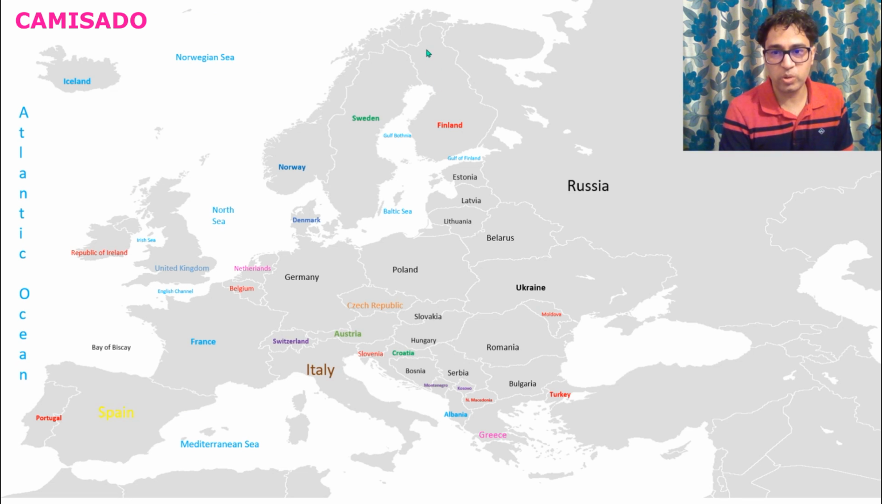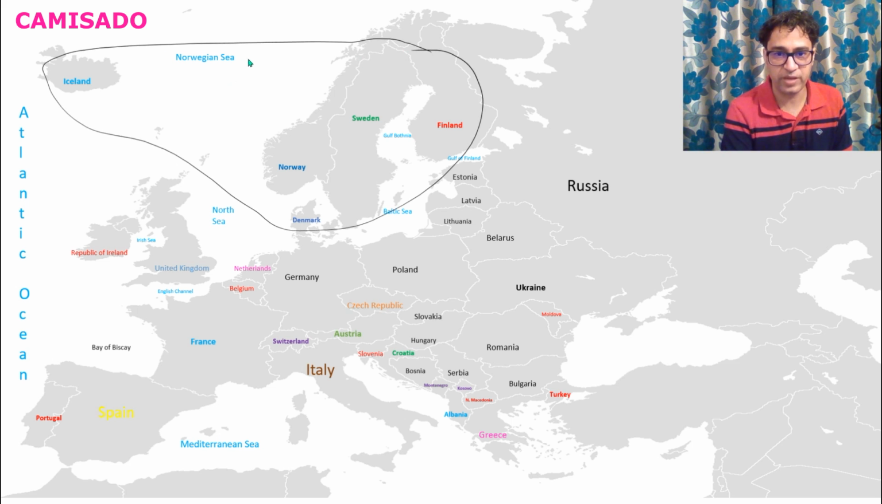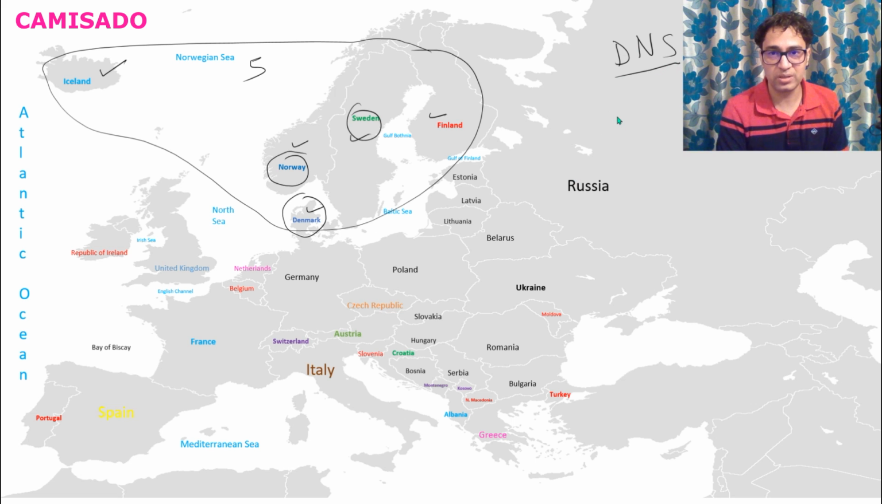So we can divide Europe into the following regions. So this part is called the Nordic Europe. It includes 5 countries, and these are Iceland, Norway, Sweden, Finland and Denmark. And there is a subset of the Nordic countries which are called the Scandinavian countries, and these are 3. These include Denmark, Norway and Sweden. So a formula to remember these Scandinavian countries can be DNS, or the techies would love it, the Domain Name System.